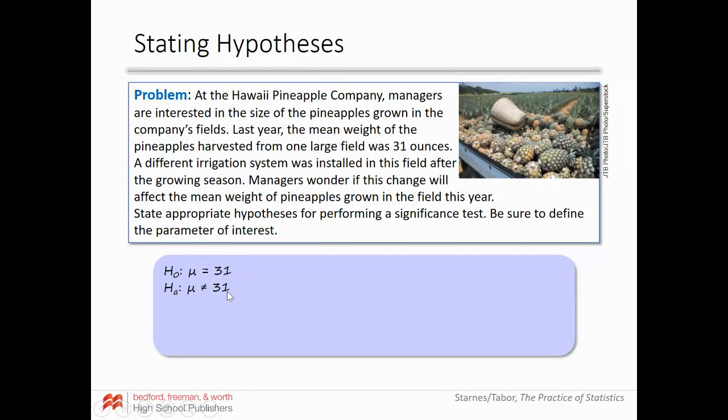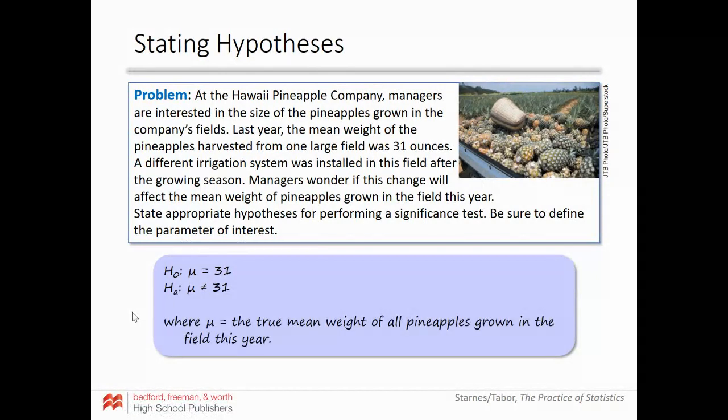Now it's important that we use not equal to and not greater than or less than, because we really are looking for a change. They're probably curious if it makes it bigger or less than, because if it's bigger, maybe they're getting too much water, or they're getting too big, and if they're smaller, maybe they're getting too small. So there's a little bit of value in seeing either side. So that's why here we're looking just for any change and saying that it does not equal for the alternative hypothesis. And as always, we want to label, like it says here, be sure to define the parameter of interest. So mu, the true mean weight of all pineapples grown in the field this year. So we always want to label our variables so we know exactly what we are talking about.